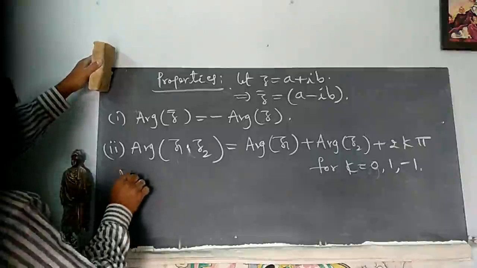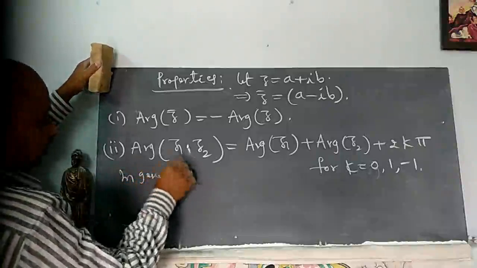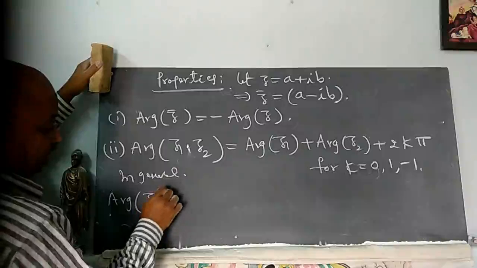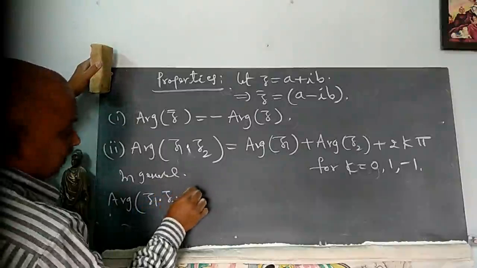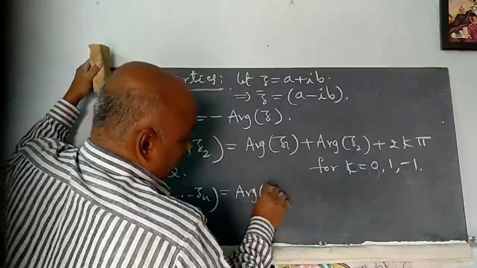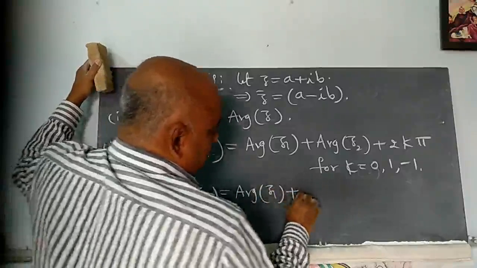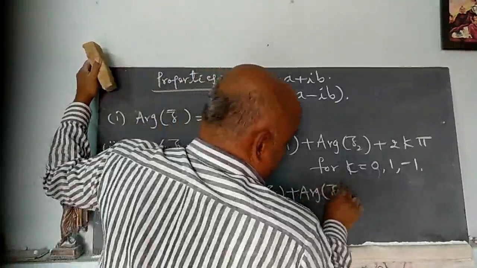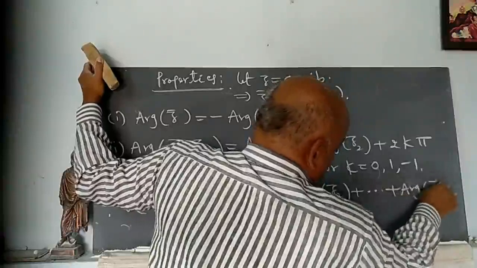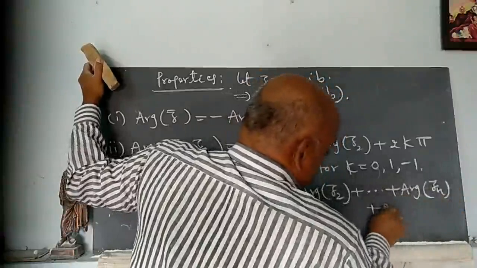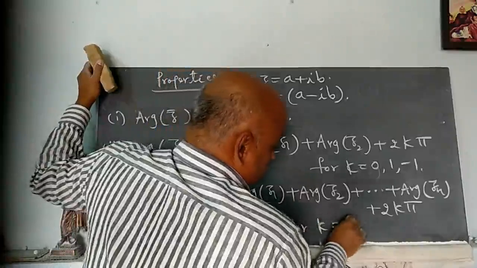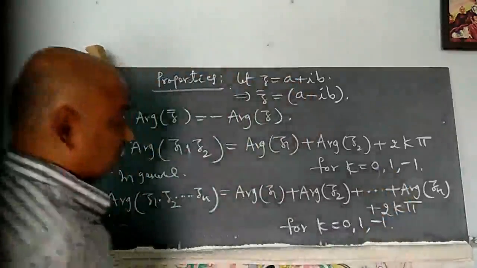In general, argument of z1 into z2 into up to zn is equal to argument of z1 plus argument of z2 plus up to argument of zn plus 2k pi for k equal to 0, 1, minus 1.